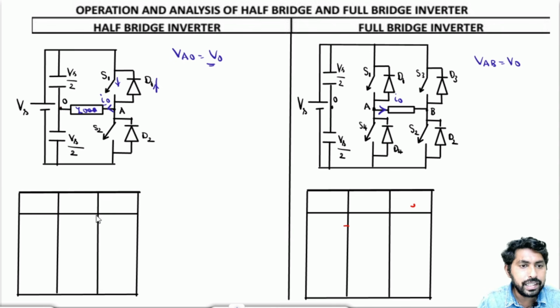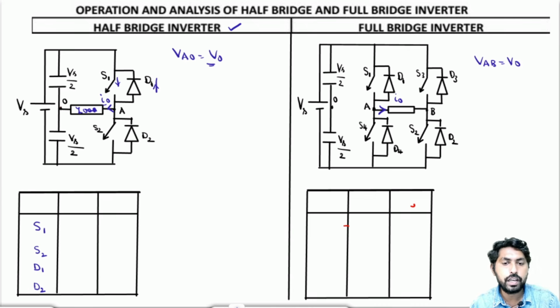Now let us find the possible conditions. Let us analyze the half bridge inverter here. Let me find the possible conditions of the switches. We can close S1, we can close S2. This is one possible condition. There may also be the possibility of conduction of D1, and there may be the possibility of D2 also.